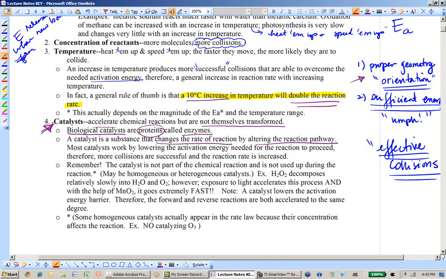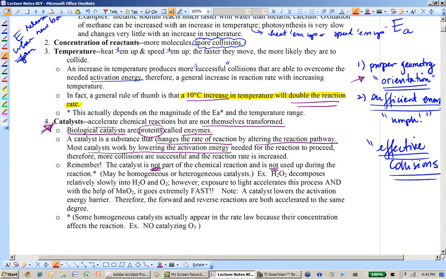When they're in that proper orientation, now we just have to worry about getting the proper energy, which temperature is our friend in that regard. So catalysts work by lowering the activation energy, and that makes our collisions more successful because they're meeting these two criteria that we talked about: orientation, sufficient energy. So the catalyst, again, is not part of the chemical reaction. It's not used up during the reaction.